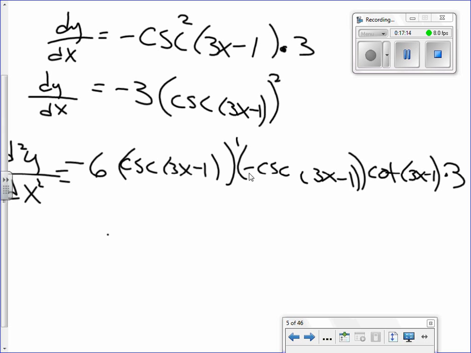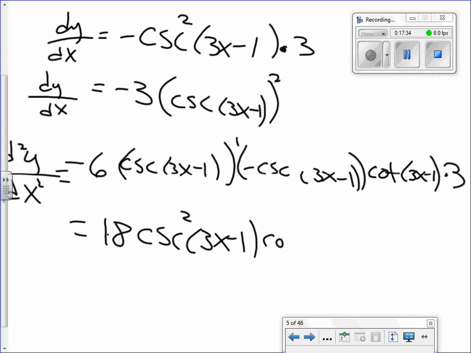Whew. All right, now we've got to clean it up all over again. So what's the coefficient? It's positive 18 because we have negative 6 times negative 1 times 3. So that's positive 18. Can we do anything else? Yeah, cosecant squared of 3x minus 1. And then we still have a cotan of 3x minus 1. All right, so that's better.